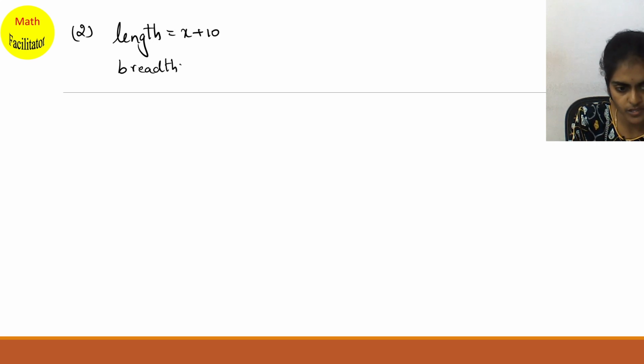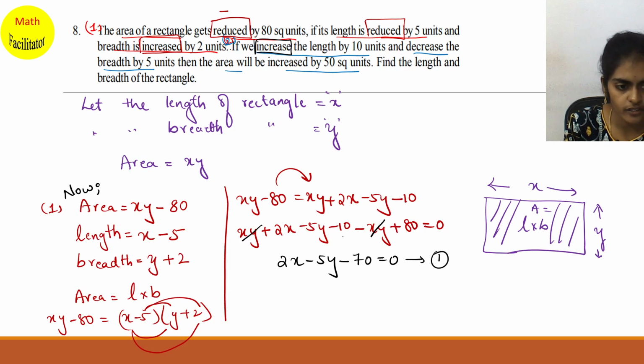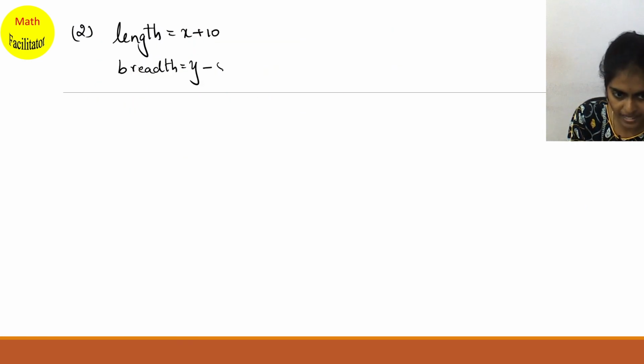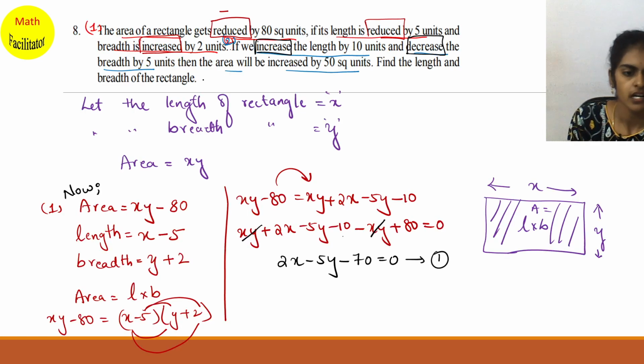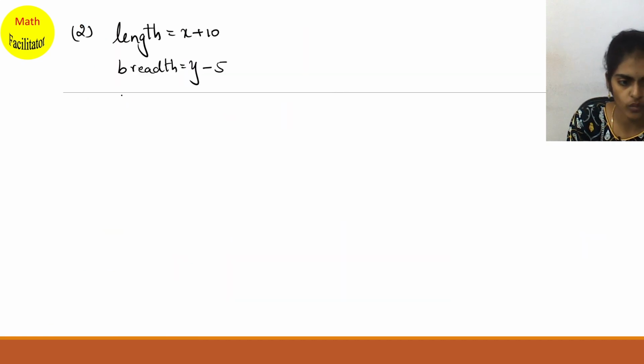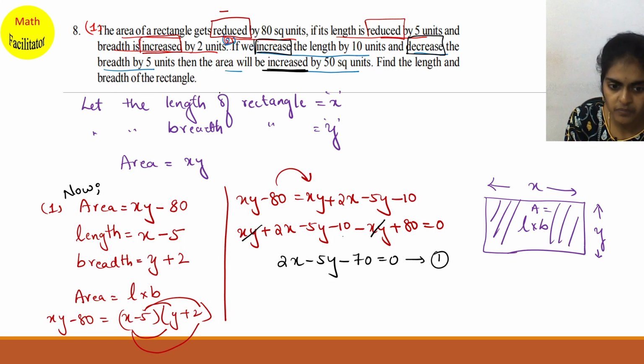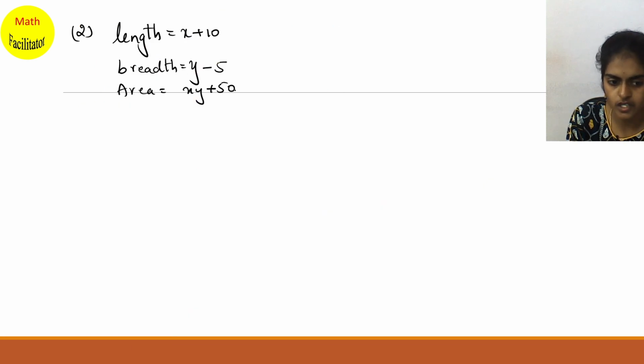Original breadth was y. And now what is happening to the breadth? Breadth is decreased by 5 units. Decrease means minus 5, subtraction. So what happens to the area now? Area is increased. Area was xy, the original area. Now it is increased by 50 units. Increased means addition of 50.